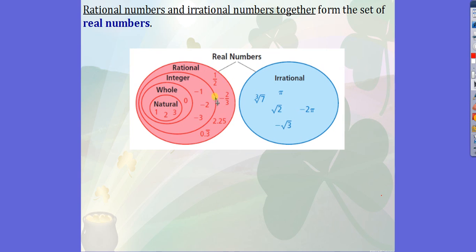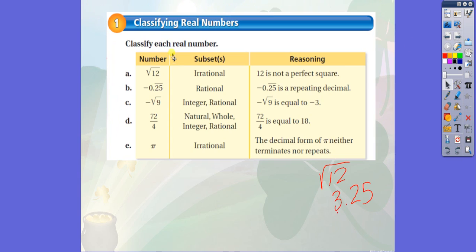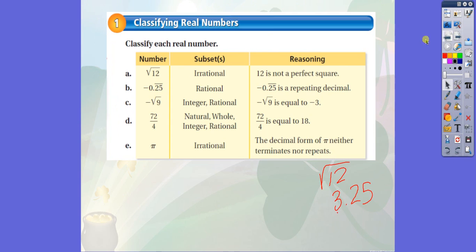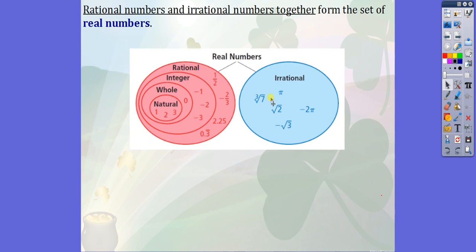So when they give you a number that they're asking you to classify, put it in its smallest circle, and then once you've placed it, now you can name everything. Start with that name and work your way out. So here's an example of classifying. When you see square roots, don't assume that they are all irrational, because not all square roots are irrational. The square root of 16 is 4, which is a natural number.